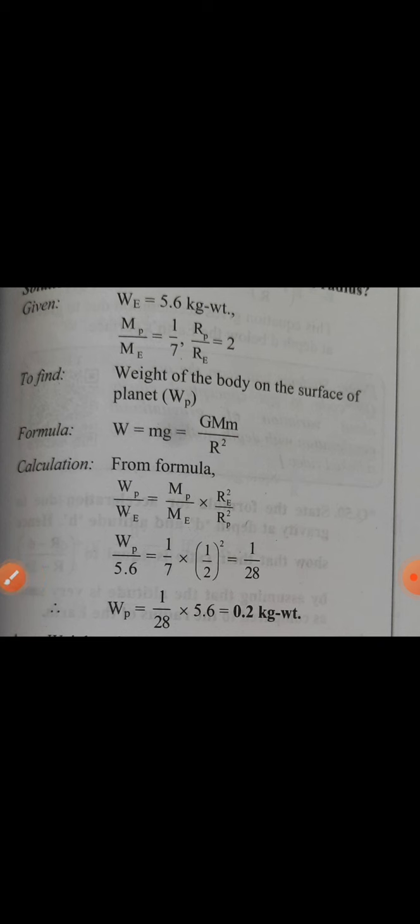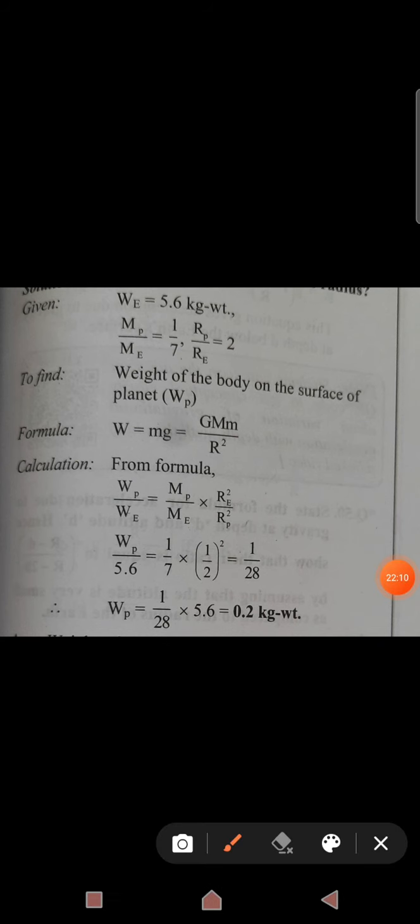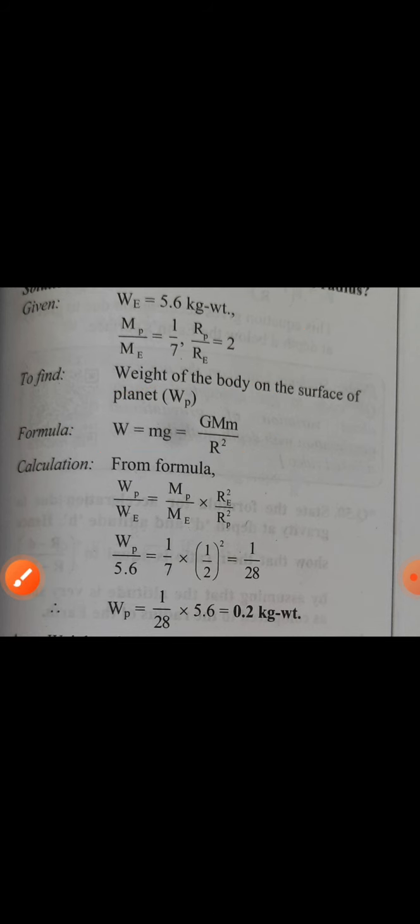Friends, in this question you should obtain the ratio properly, and once you get these ratios properly, then you should know the formula of the weight, that is W is equal to mg, that is G M m upon r square, and then we have to take out the ratio so that we can get the final answer. So our final answer is 0.2 kilogram weight. Again I am going to explain this question in the proper manner.